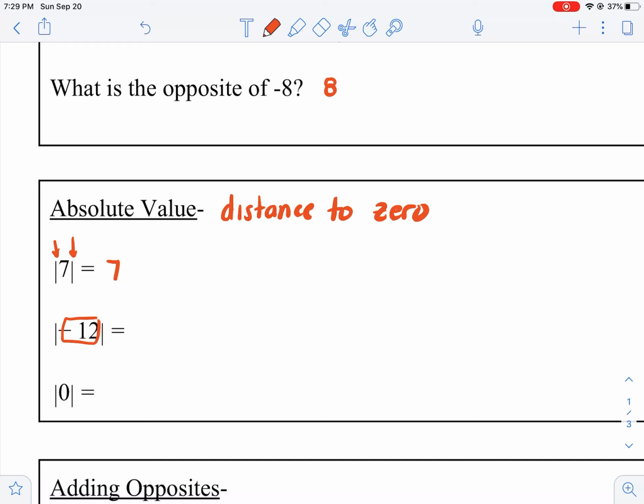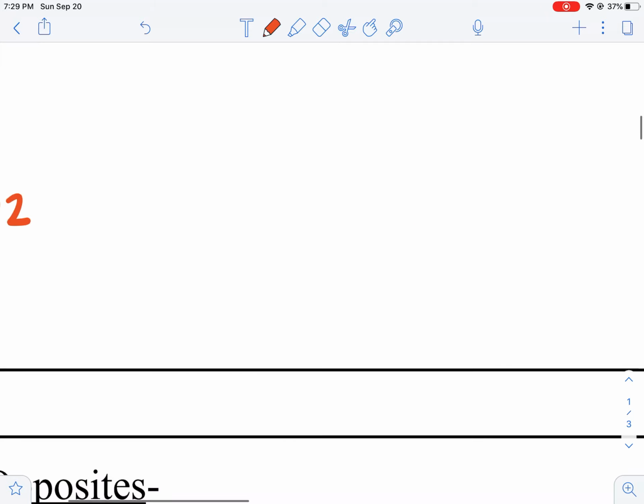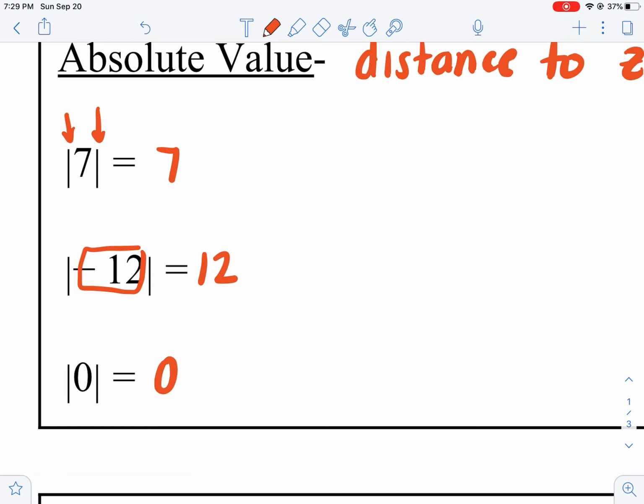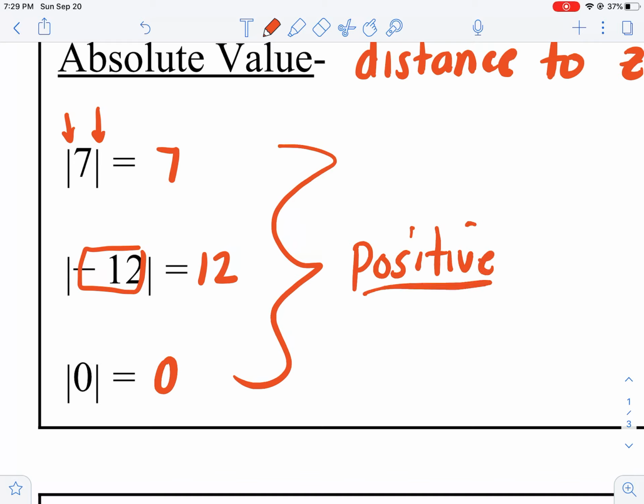How far is -12 from 0? It is 12 spaces away. And how far is 0 from 0? What's the absolute value of 0? And the answer is 0. So if you notice, all of these answers are positive. The absolute value is always positive. Okay? Because a distance can only be positive. You'd say I ran 3 miles.